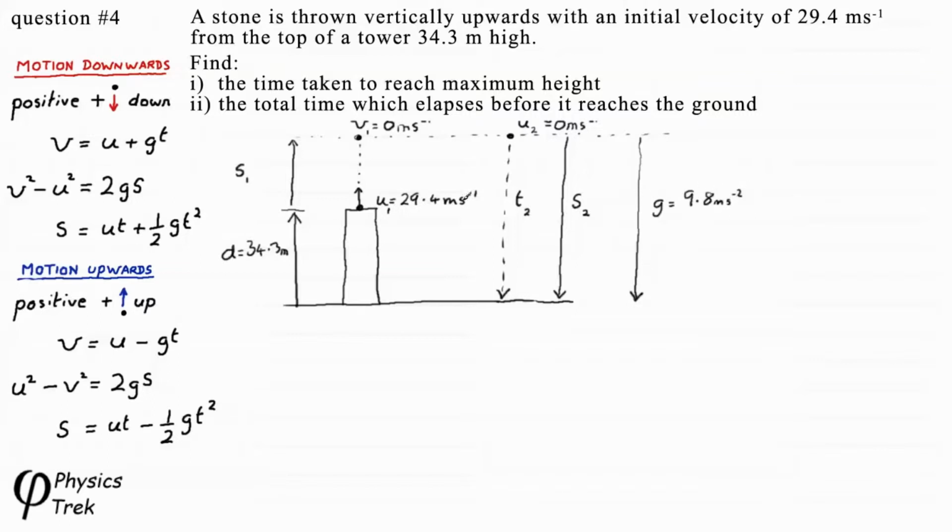Again, let's not forget the acceleration due to gravity g, which is 9.8 meters per second squared down. Okay, here's our information. u1 is 29.4 meters per second, v1 is equal to 0 meters per second, D is equal to 34.3 meters, t1 we need to find, t3 is the time the object is in the air, that's t1, the time to go to maximum height, plus t2, the time to fall to the ground.